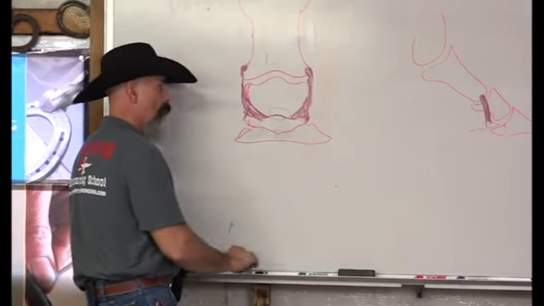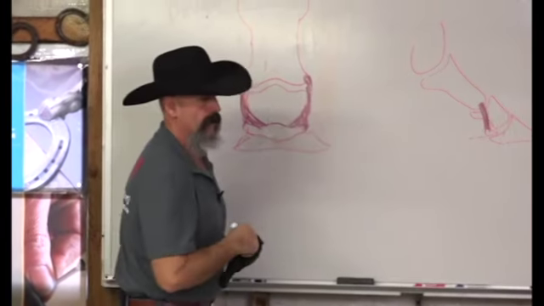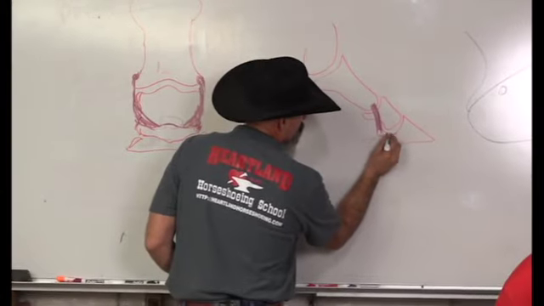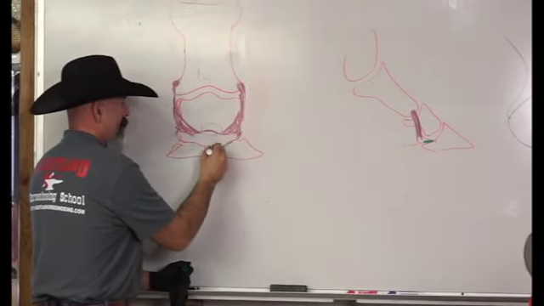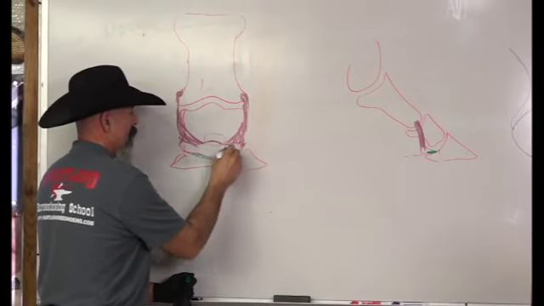The next one is our impar ligament, also known as the distal navicular. And it is on the dorsal edge of the navicular bone. And you can kind of see it. If the foot was extended, you'd be able to see it better.